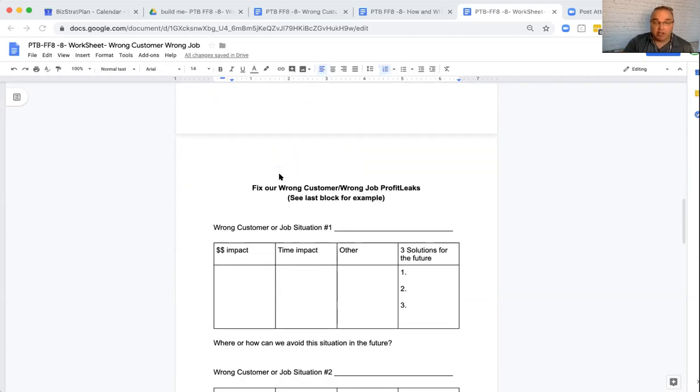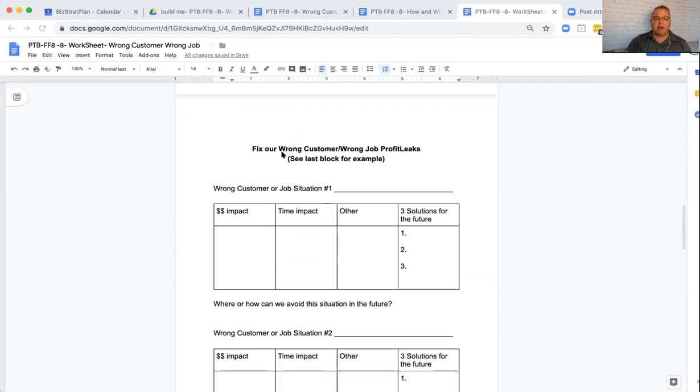Here's the worksheet part of this that I'd like you to do with your team. Think about how to fix the wrong customer and wrong job profit leaks. So I've got a couple of blocks here. You can recreate these as you need to. This is a Word document. It's unlocked, so you can manipulate things as you need to, retype it, copy and paste it, all of those things. There's nothing held back here. Use it as you need to and duplicate it as much as you can.